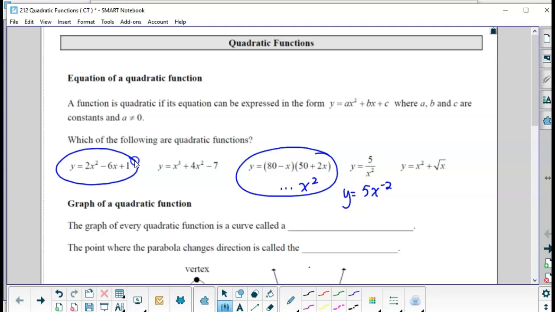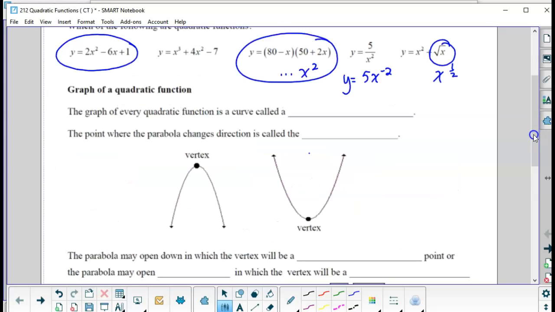Now notice, so that's good, but this is x to the 1/2. So we need it to be a polynomial function and then degree 2. And any exponent that's negative or rational will not be a polynomial function. You might treat it in the same way, solve it in the same way, but it's technically not a polynomial function. Okay, so the graph of every quadratic function is a curve called a parabola.